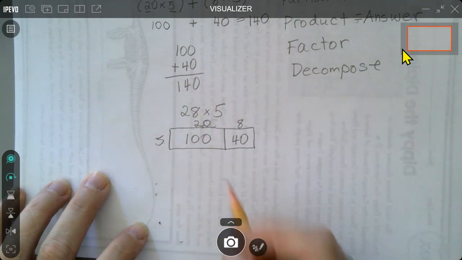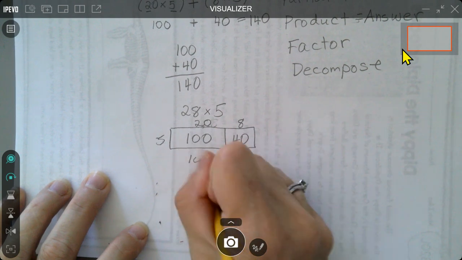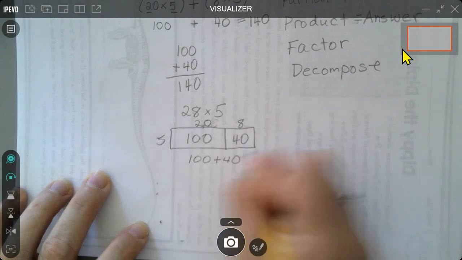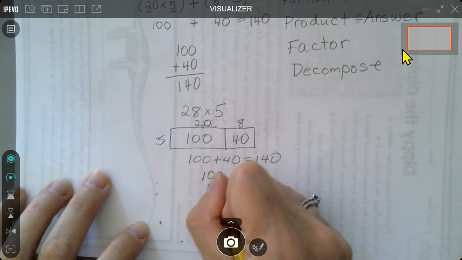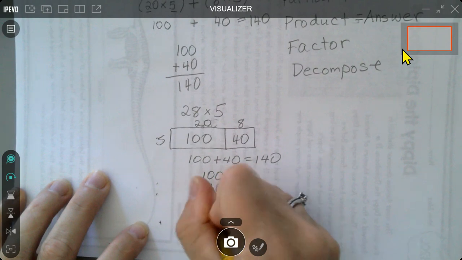And then either students can write it side by side to get the answer, or they can stack it like a pancake and get the answer this way.